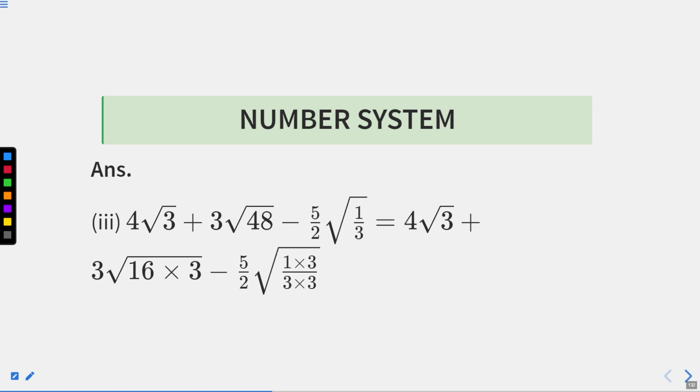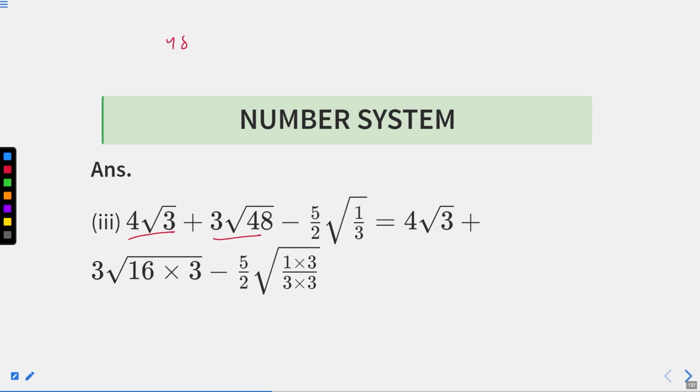Let me do it for you, otherwise you will see this is difficult. Okay, so 4 square root of 3. No problem. Now 3 square root of 48.